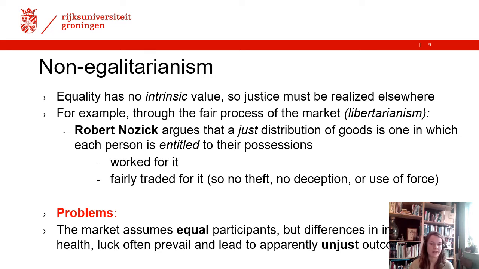So there's no theft, no deception or use of force. And these two conditions, right? So you're entitled to your possessions and there is no form of theft, deception or use of force. So there is a fair way of earning your entitlements. If these are met, then the outcome of any distribution, according to Robert Nozick, is a fair, a just distribution of goods and resources. So this perspective is also called entitlement theory, right? You're entitled to the efforts of your labor, given that you have fairly traded for it.